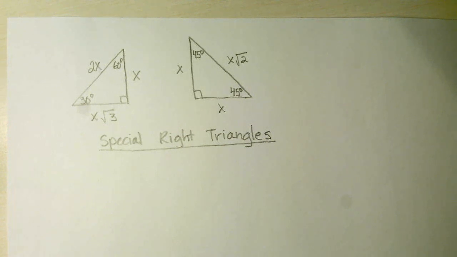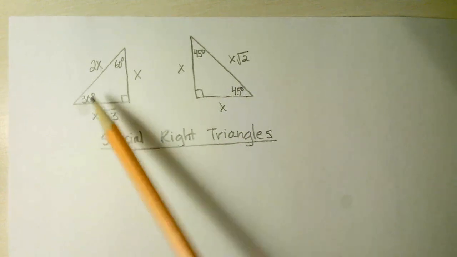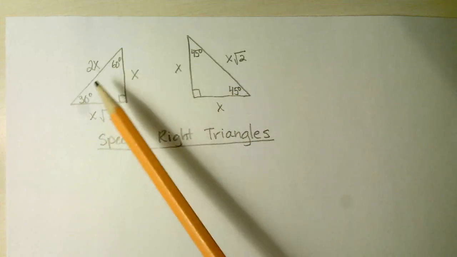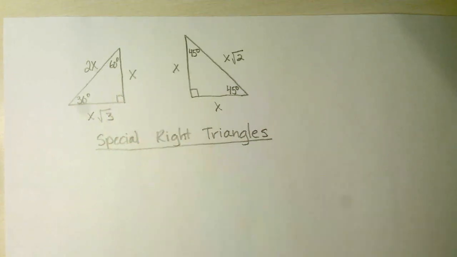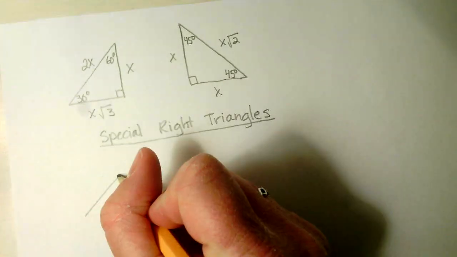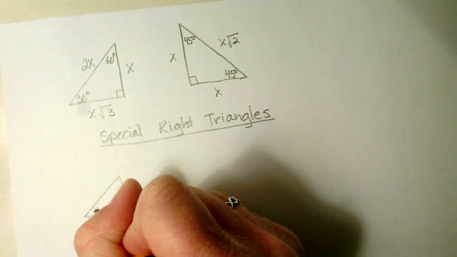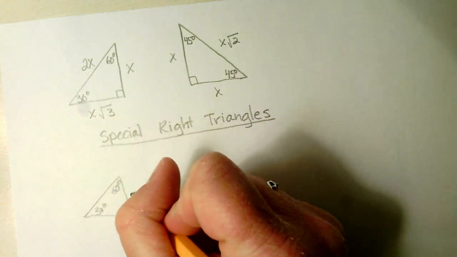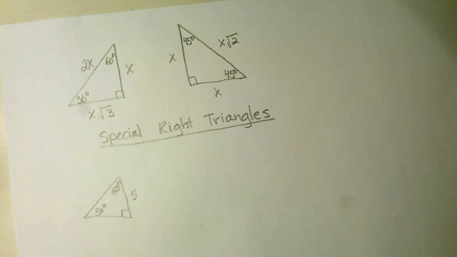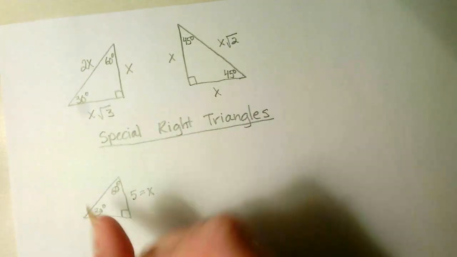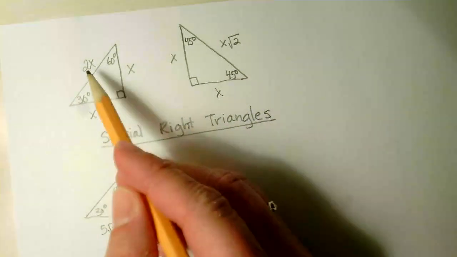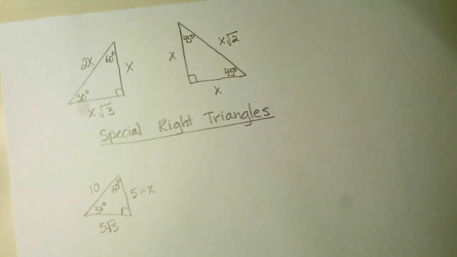Okay, so special right triangles, anytime you have a 30, 60, 90 triangle, the sides have this proportion. For example, if you had a 30, 60, 90 triangle, and you knew that one side was 5, that means 5 is x. Then the other side would be 5 square roots of 3, and the other side would be 2 times 5, or 10. So the triangles always have that same ratio.